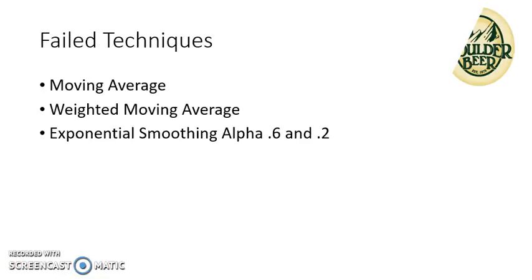A few of our techniques did not work out for us. These included moving averages, weighted moving averages, and exponential smoothing at alpha 0.6 and 0.2.